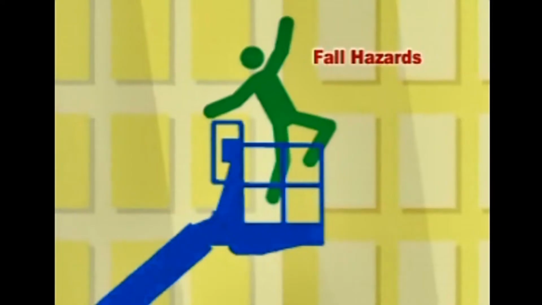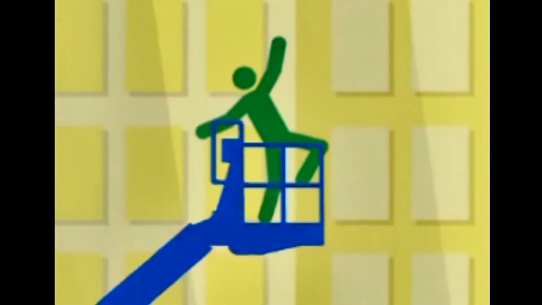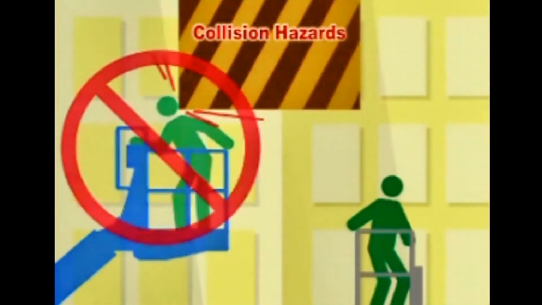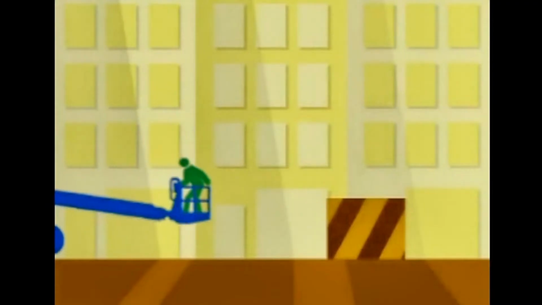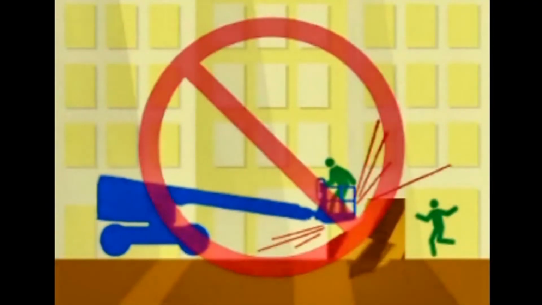To avoid falling, don't sit, stand, or climb on the platform guardrails. Be sure to always lower the platform entry midrail or close the gate before operating. To avoid collisions, you should be aware of how and where the machine is moving. You must first perform a workplace inspection and identify and avoid ground and overhead obstructions.